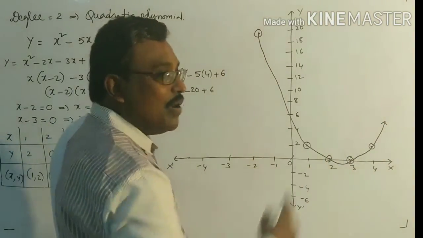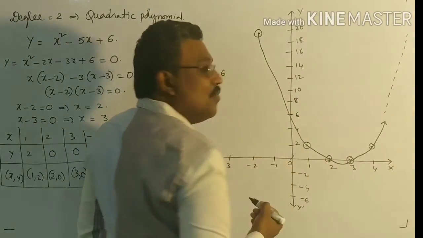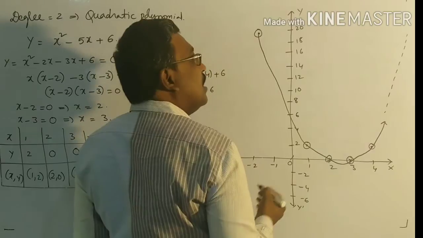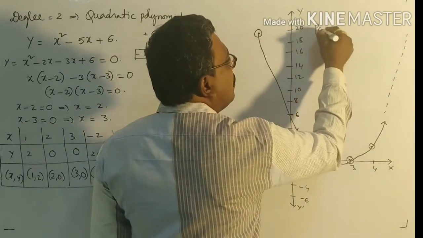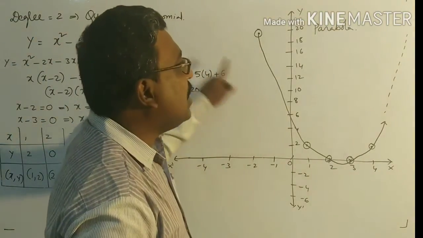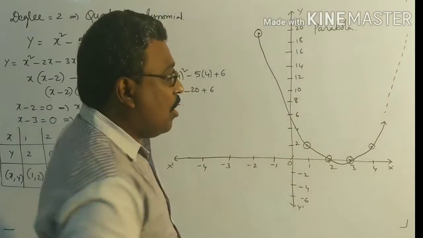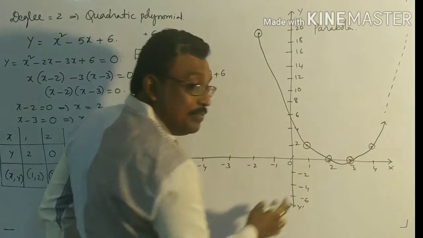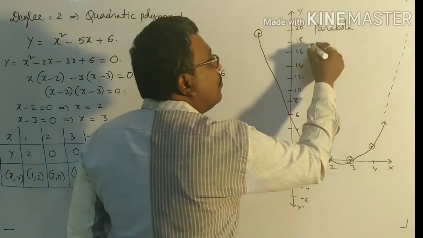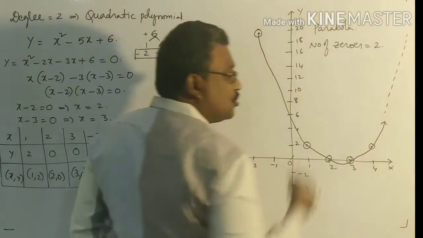So what is the shape of this? Suppose I extend it like this. What is the shape? Parabola. So the graph of a quadratic polynomial is a parabola. At how many points is it intersecting the x-axis? The number of zeros is 2.